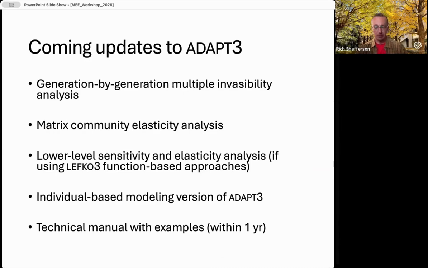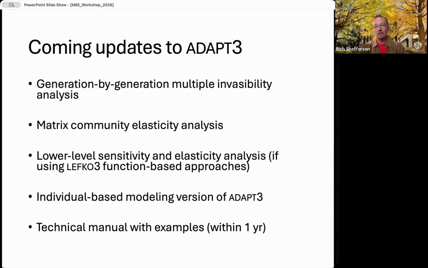So now there are going to be some updates to ADAPT3 coming up. One thing is that I have not yet developed a pure generation-by-generation multiple invasibility analysis approach. The multiple invasibility approach that I have in here has you basically stipulate how many different genotypes you want to test at any given moment, and then to work in the start times for them. But if you wanted to run that more general case of just a new mutant each time, maybe chosen at random, that hasn't been worked out yet. So that's going to be coming up.